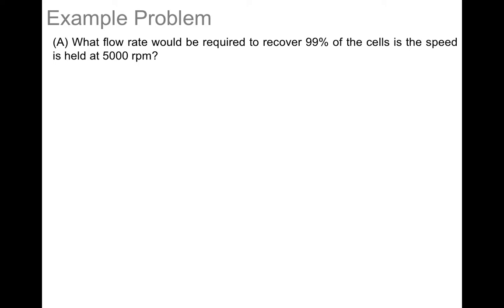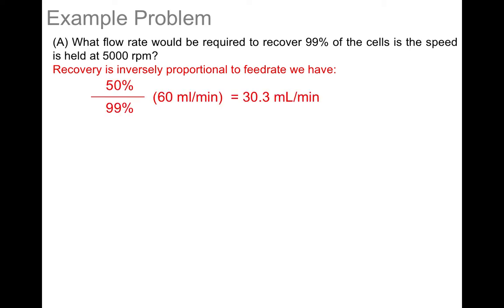So tackling the first question first, as we mentioned above, recovery is inversely proportional to feed rate. We can do a pretty simple calculation: if we have 50% recovery at 60 mL per minute, we need to slow it down to get more recovery. So we would need to slow it down to 30 mL per minute to get 99% recovery, right? And that's pretty much just proportion. So 50 over 99 times 60 equals 30.3, right?